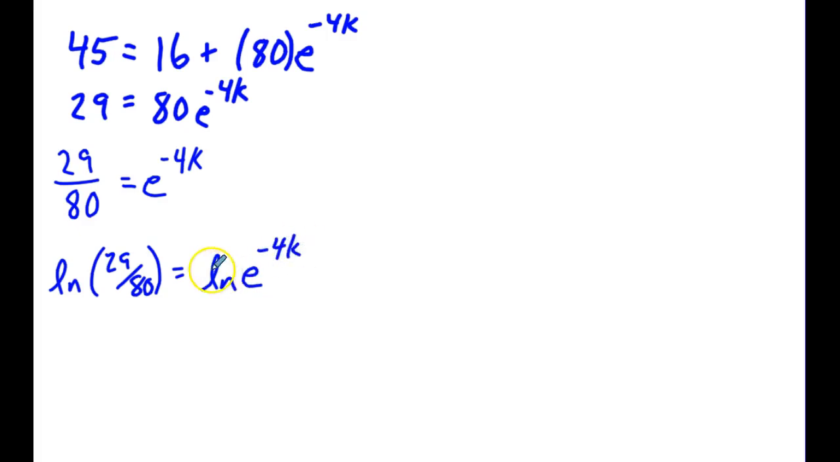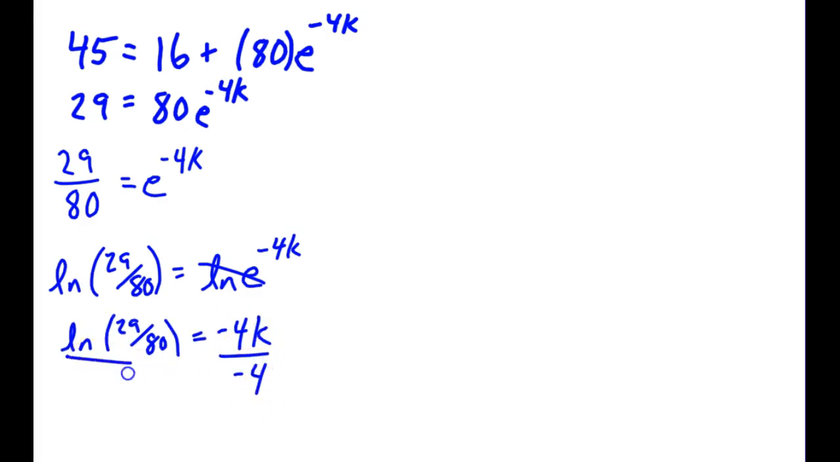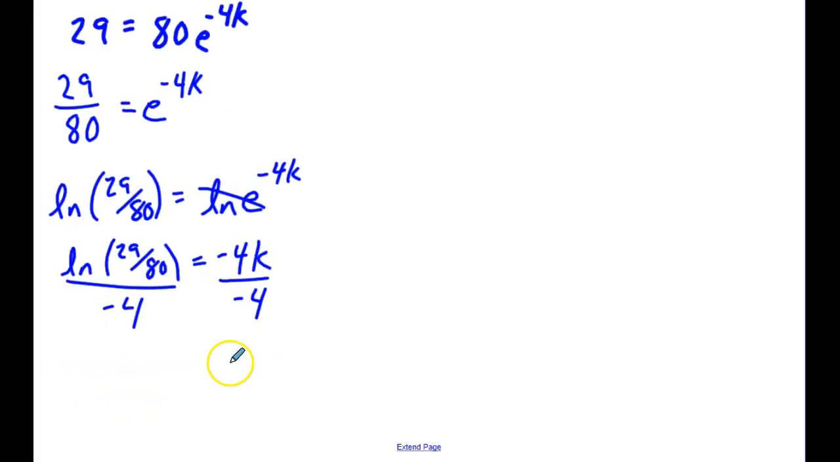The reason we do that, the natural log and e, they're inverses. So we have the natural log of 29 divided by 80 equal to negative 4 times k. And the last step, divide both sides by negative 4. And now you would just type that in on your calculators to get an approximation. And when you do that, you get k is approximately 0.254.